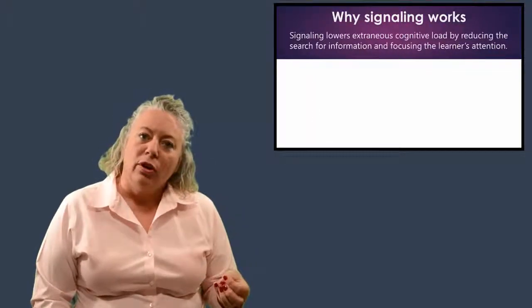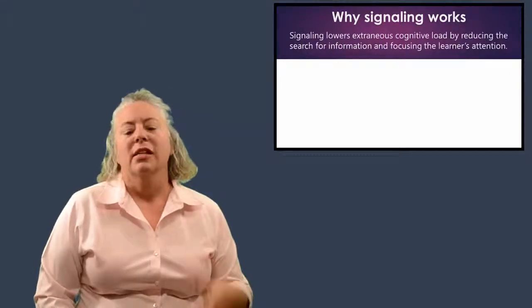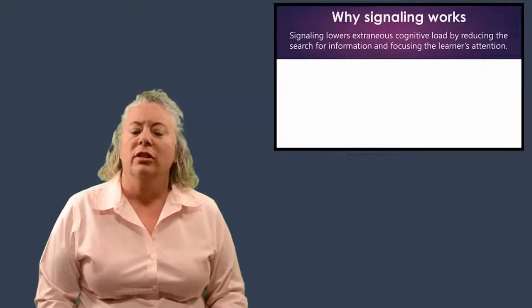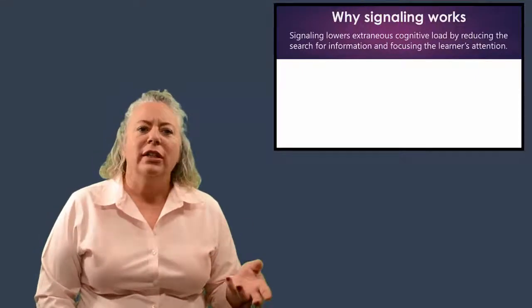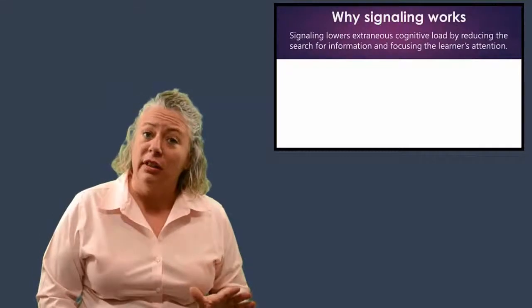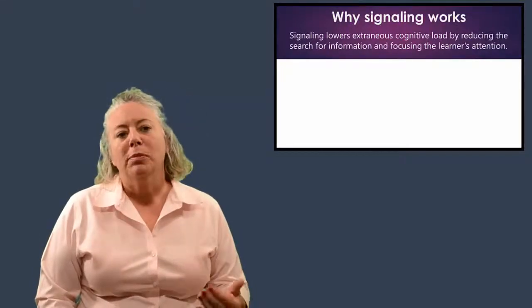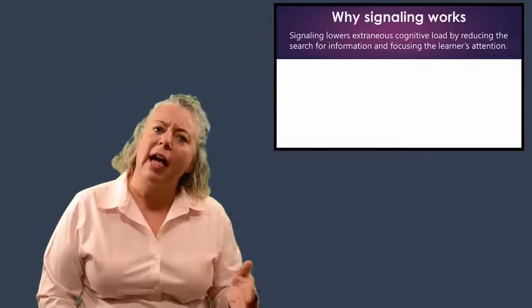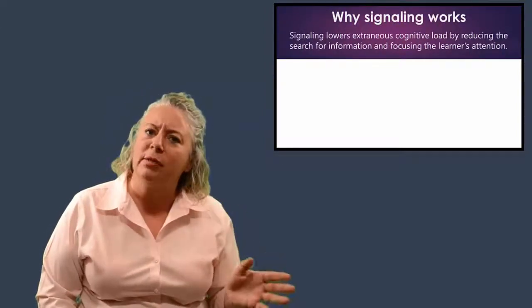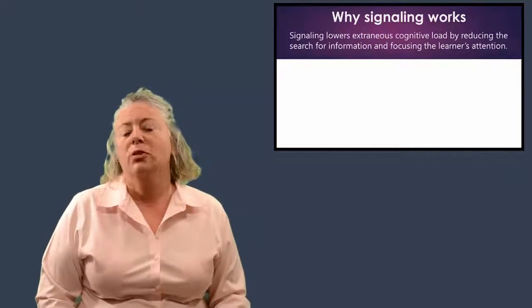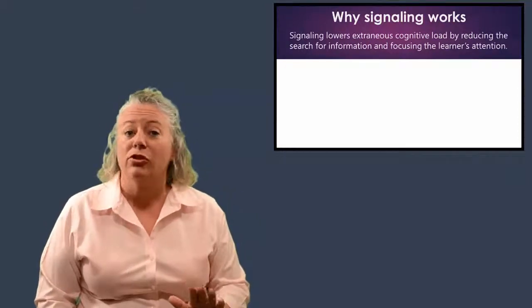Why does signaling work? Well, signaling works because extraneous overload is caused when there's too much extraneous information. It's caused by overly detailed material or poor instructional design, and it can be avoided using signaling. Signaling helps us use our limited working memory capacity. It helps us to select, organize, and integrate this information. The cues will emphasize our relationship between elements in the text and pictures.